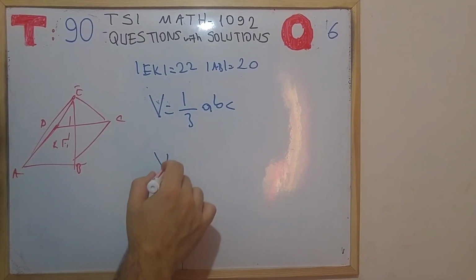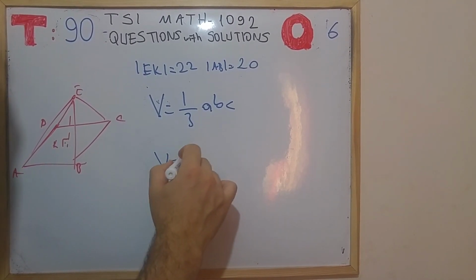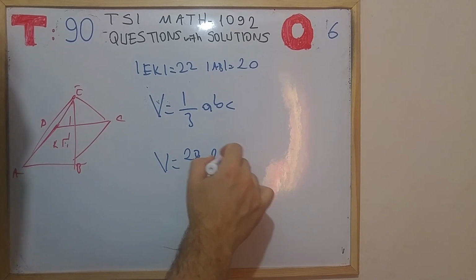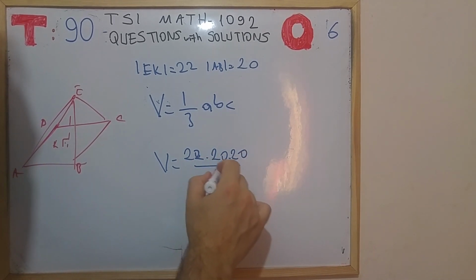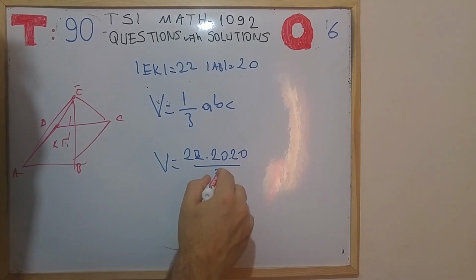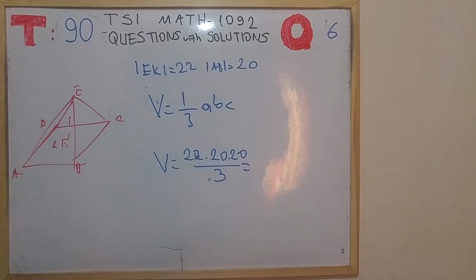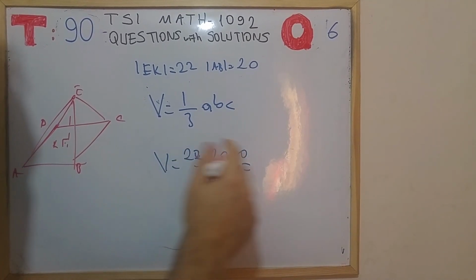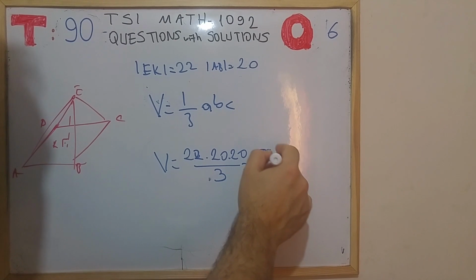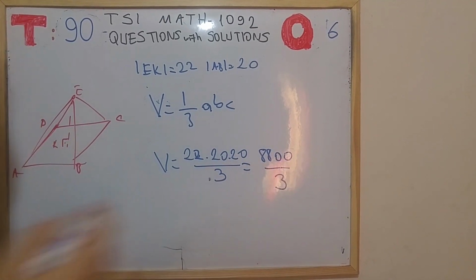This time the volume is similarly equal to 22 times 20 times 20 divided by 3. And this is equal to 8800 divided by 3.